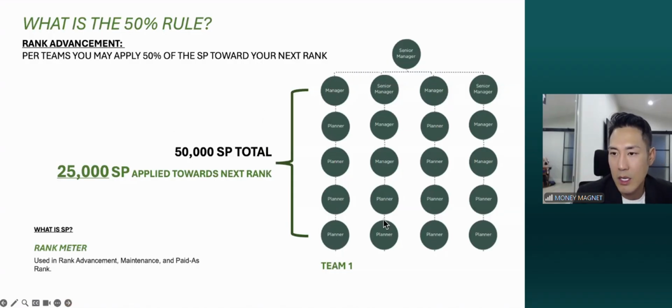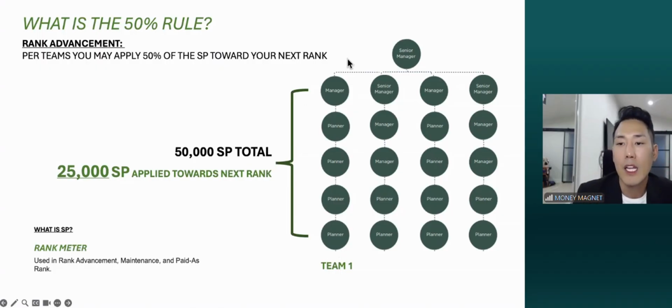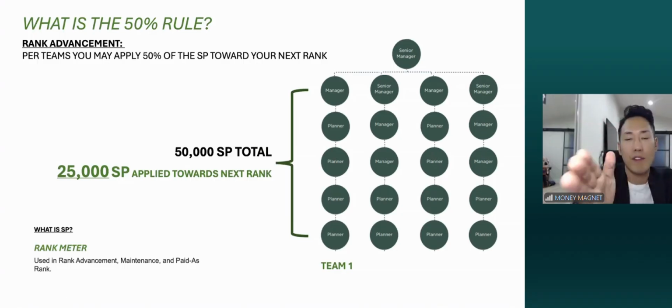So you have team 1, team 2, team 3, team 4. Now, what is a rank meter? It is your SP. So if you're a senior manager running for team leader, you do not become a team leader just by having 2 legs all meeting the requirement of 50,000, 50,000, or 25,000, 25,000. It doesn't work like that.